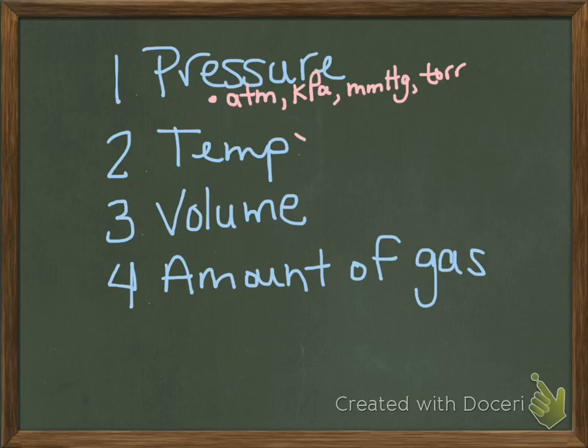Temperature must always, always, always be in Kelvin. So, more often than not, they're going to give it to you in degrees Celsius. So to get Kelvin, you take your degrees Celsius and add 273. Easy peasy.